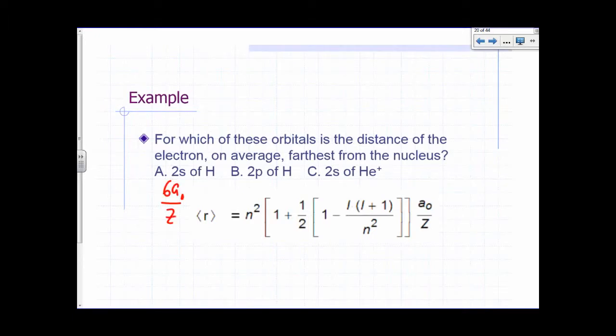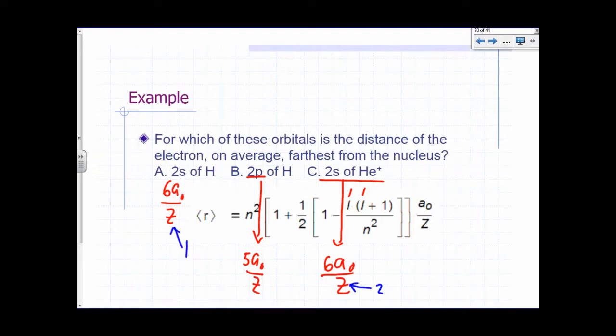And if you did the same calculation for 2p, for p, quantum number L is 1, so you plug in 1 here and you plug in 1 here. And you'll find for the 2p orbital, it's going to be 5 A naught over Z, the average distance of the electron from the nucleus. For helium plus, it's still 6 A naught over Z, except that Z in this case is the Z for helium, which is 2. So that's different from the Z for hydrogen, which is 1.